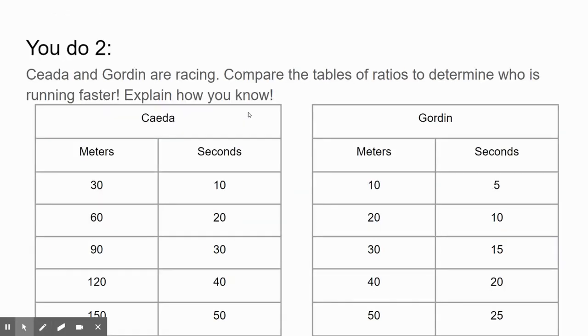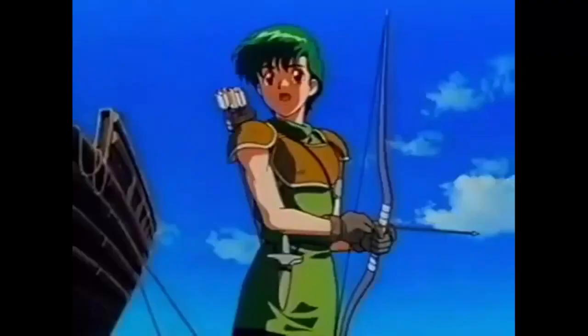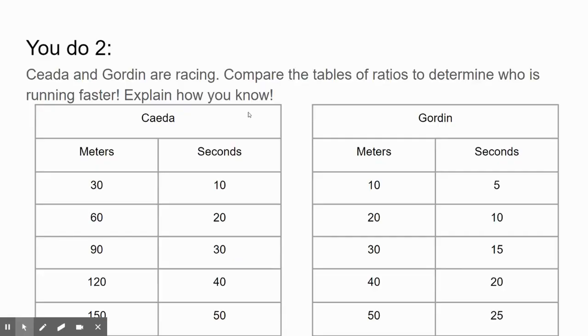For your second you-do, you're going to do the same thing, but this time instead of Marth, you have Gordon. Sita and Gordon are racing. You're going to compare the tables of ratios to determine who is running faster this time. You're going to explain how you know.